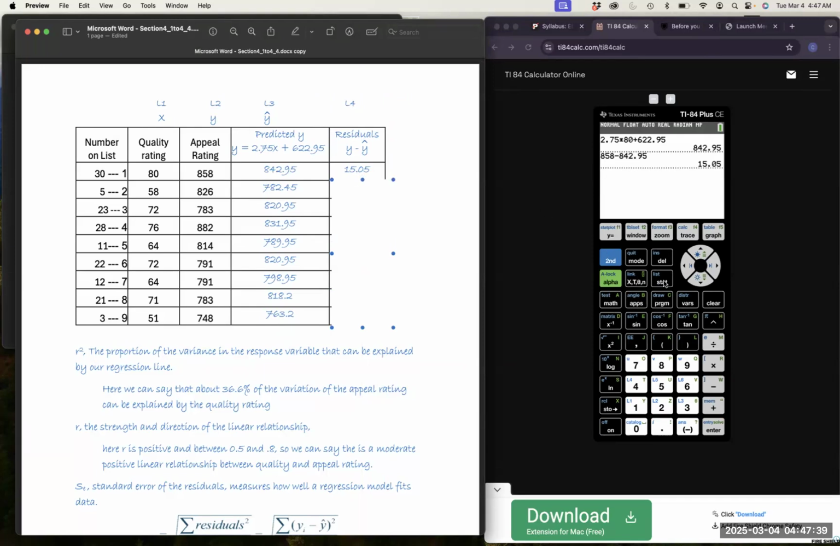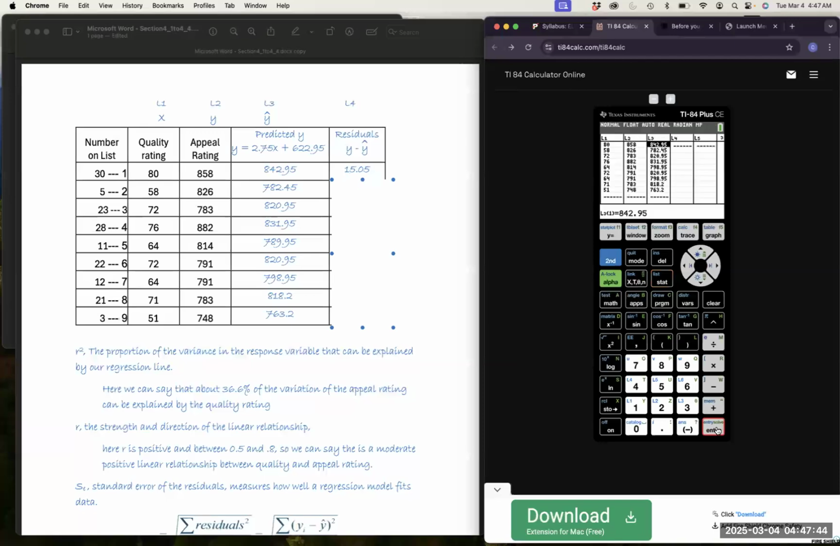So let me go back to stat. I'm going to edit a list, and I want a list 4. Again, I make sure that list 4, L4, is highlighted at the top, so I do it for all of them and not just for one. And what I really want is L2 minus L3. So these are my observed appeal rating, and these are my predicted appeal rating. So I'm just going to subtract.